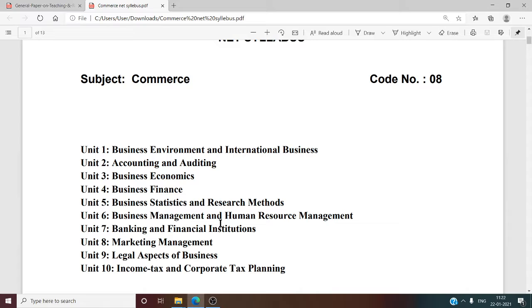So after seeing all these 10 units, you have to refer to various subject-specific textbooks, and if you do not have any time, then you can refer to guides also. Various types of guides are available online on Amazon and Flipkart. Trueman's guide is available for commerce, that you can refer to, or else the Arihant publication guide is available, that also you can refer to.